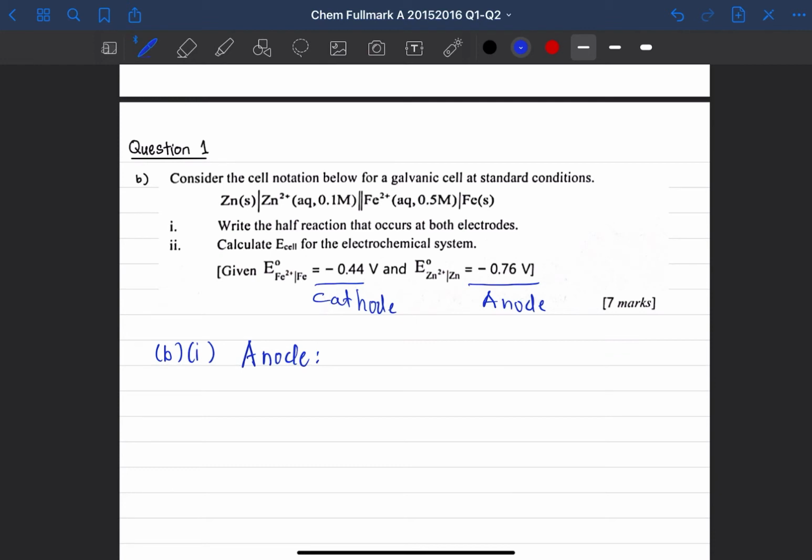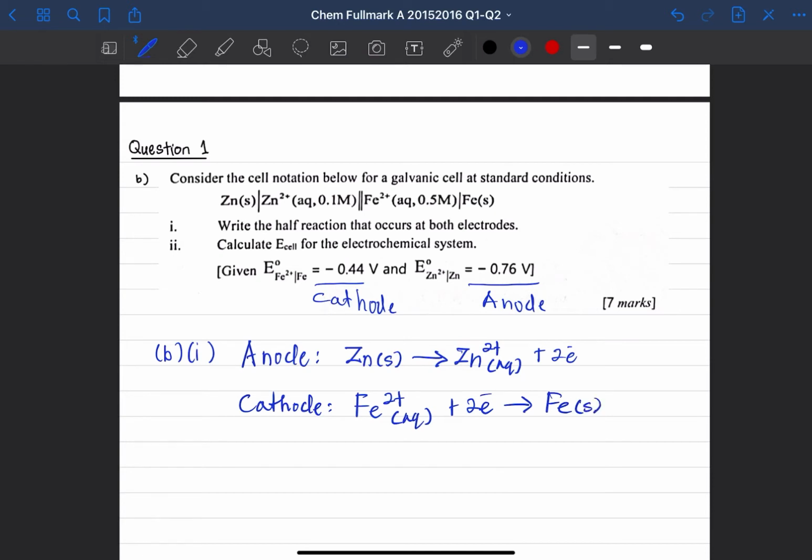Okay, so after that, for B1, we write the equation at anode and cathode. At the anode, we have zinc solid in oxidation form, changing to zinc 2 plus aqueous plus 2 electrons. And at the cathode, we start from Fe 2 plus aqueous plus 2 electrons, giving Fe solid. So this is how to write the half reaction at both electrodes, anode and cathode.